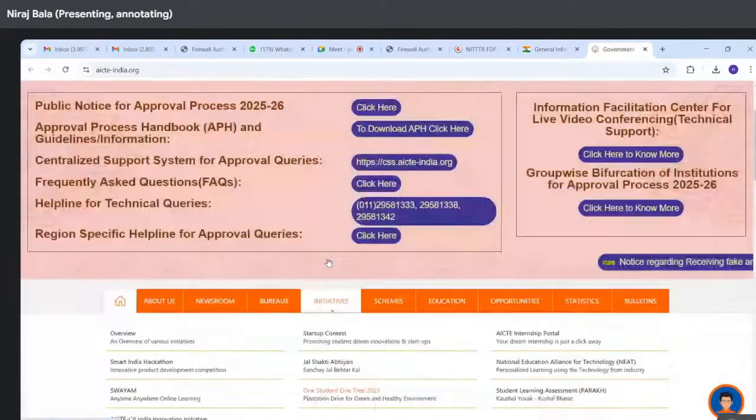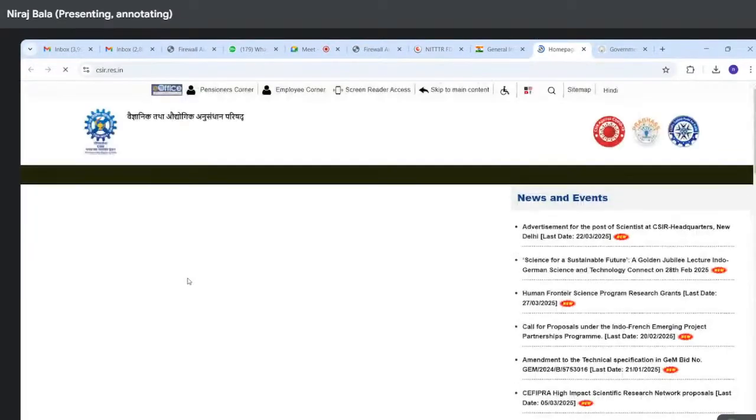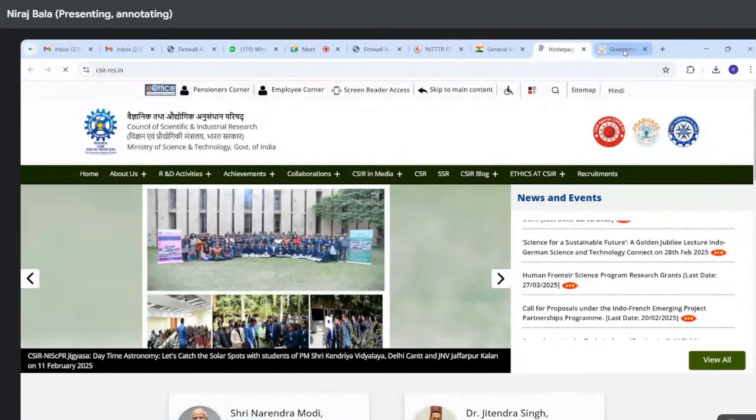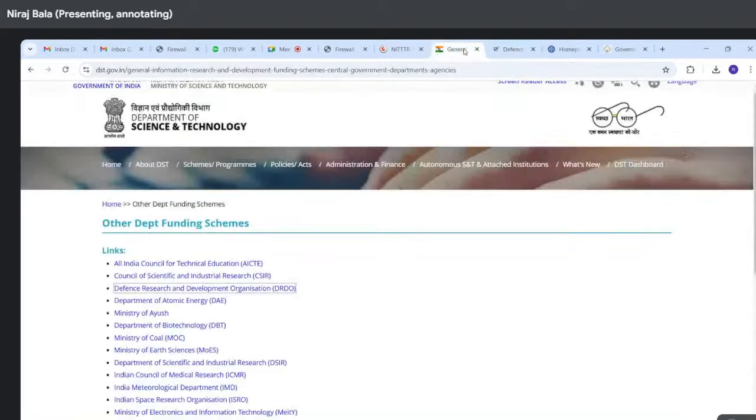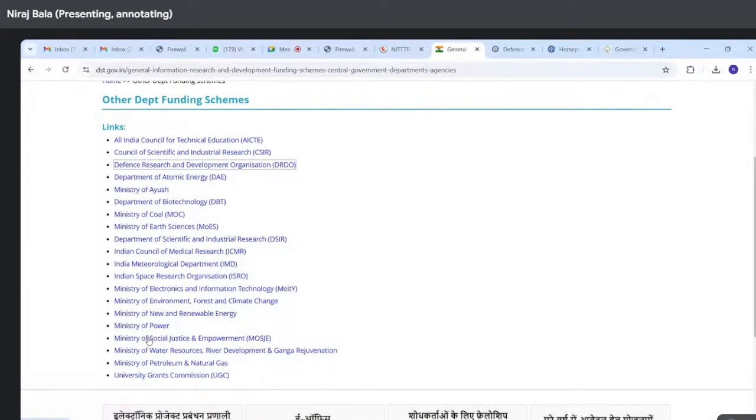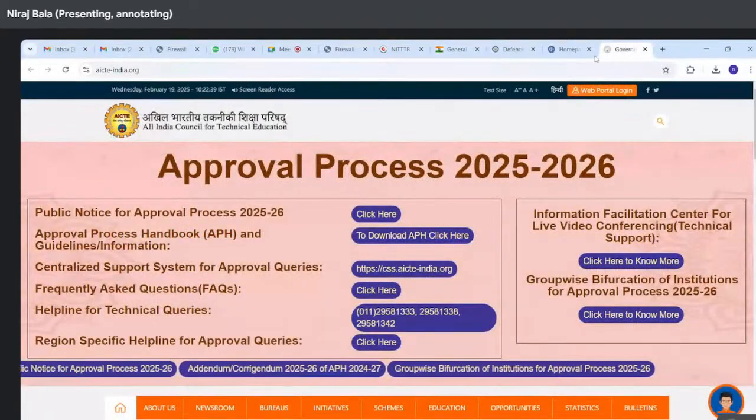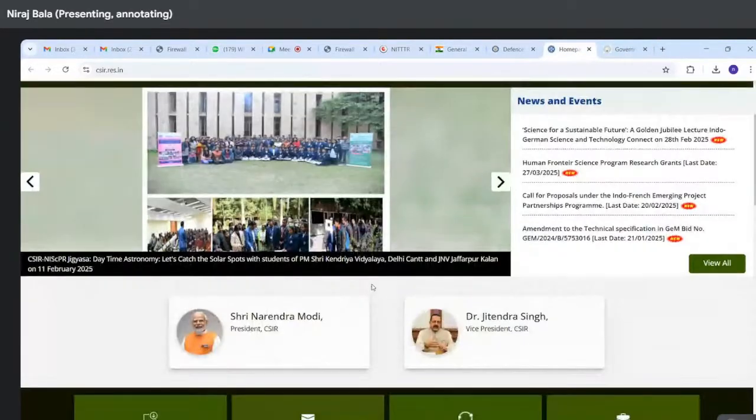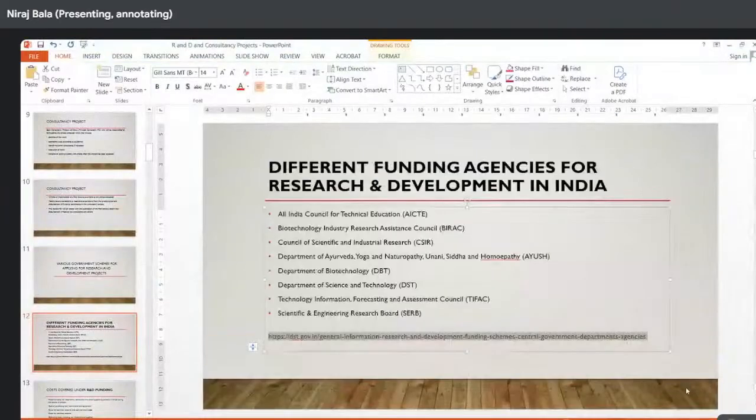For example, it takes you to AICTE. Then this is for CSIR. I will show you one project proposal of AICTE and other proposals also. Then DRDO also gives some, then the Ministry of Ayush, and the Department of Biotechnology is also there. So depending upon your related field, you can go to these websites. So going back to the PPT.